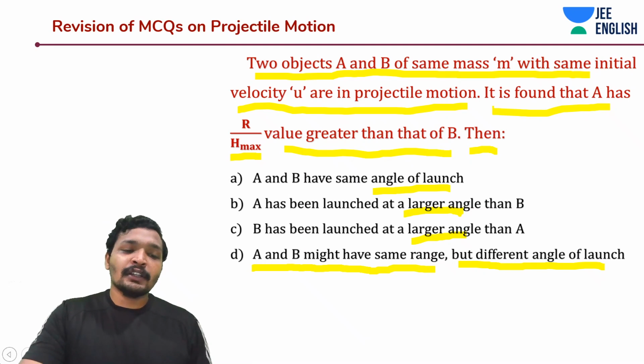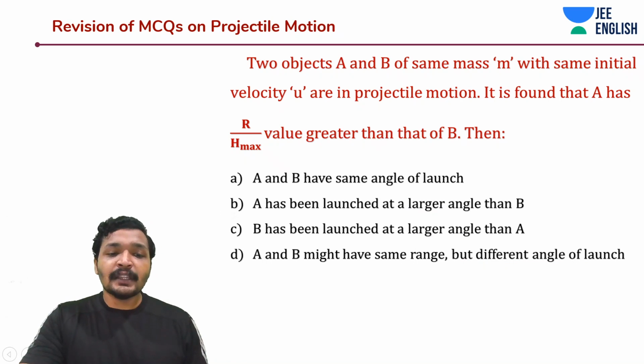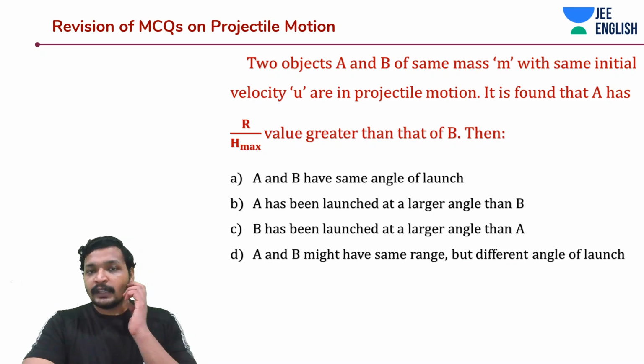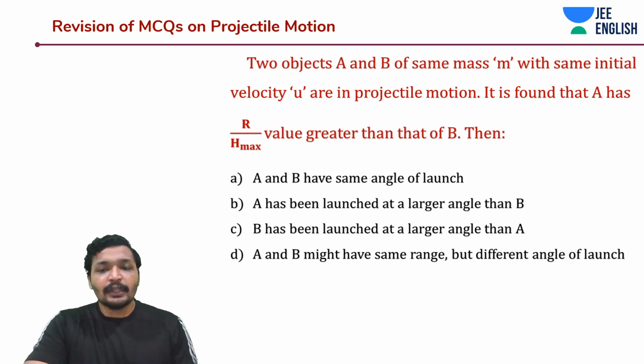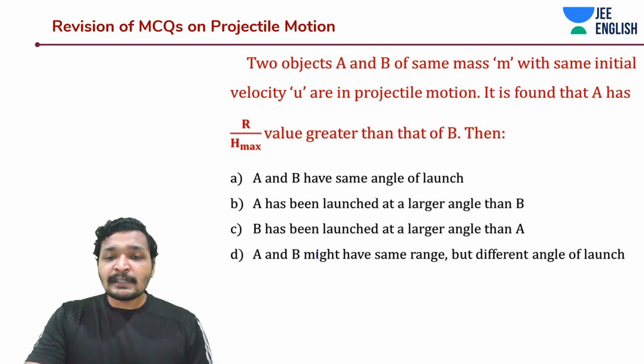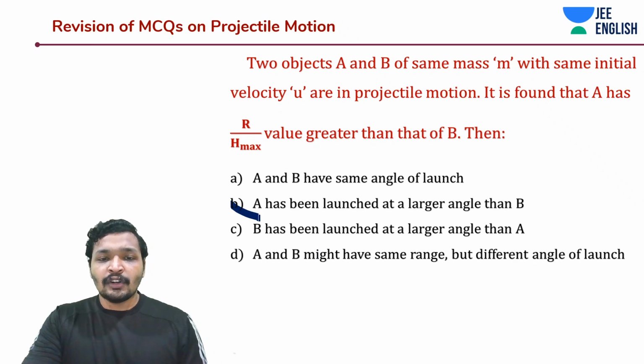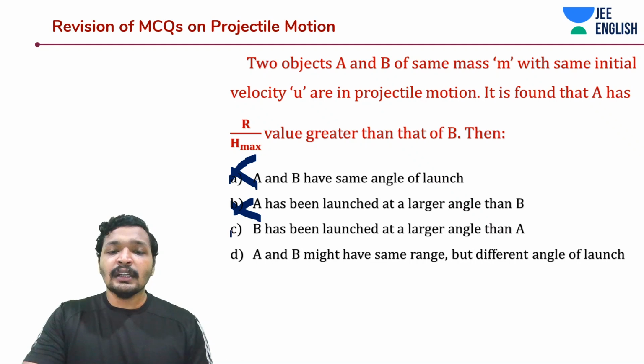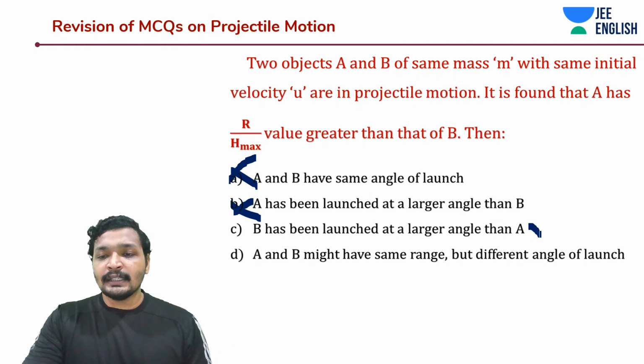But carefully look at the options. You already knew one of the answers, but maybe there are two correct answers. I haven't told you it's one correct option or two correct options. So, A has been launched at a larger angle than that of B. This is wrong. They do not have same angle of launch because they have different R by Hmax ratio. And B has been launched at a greater angle, which is correct.